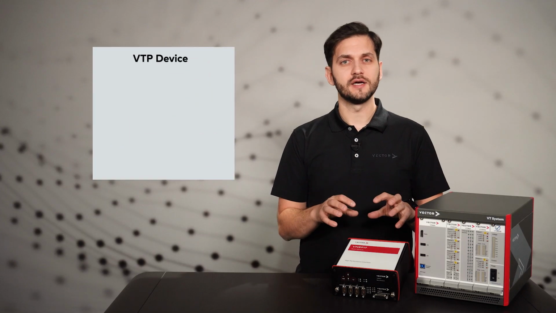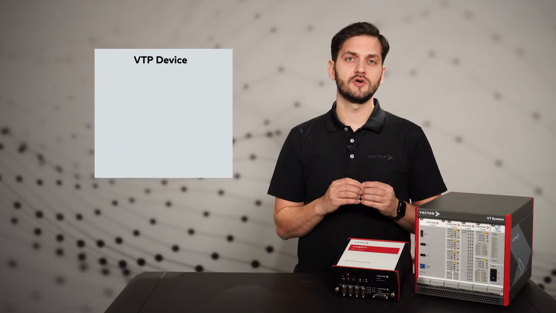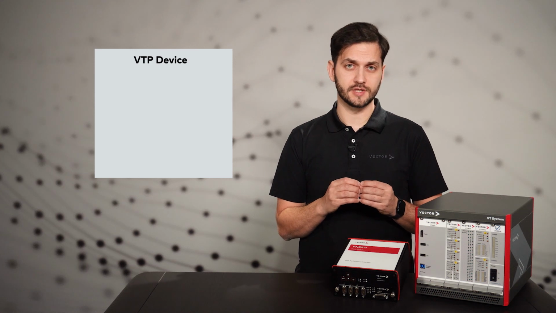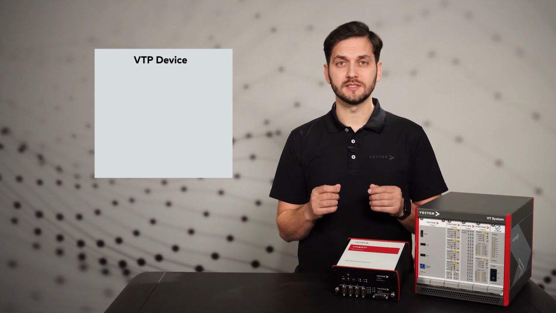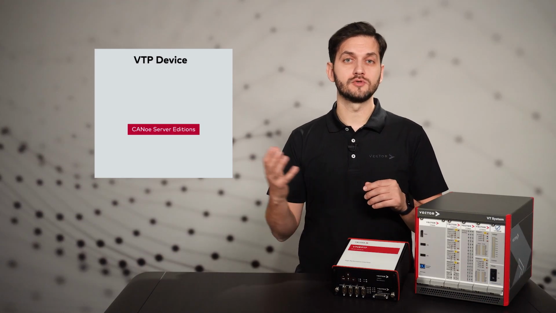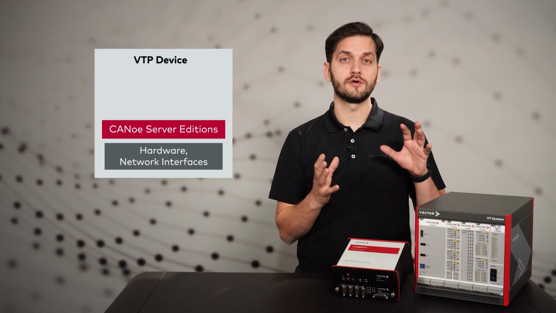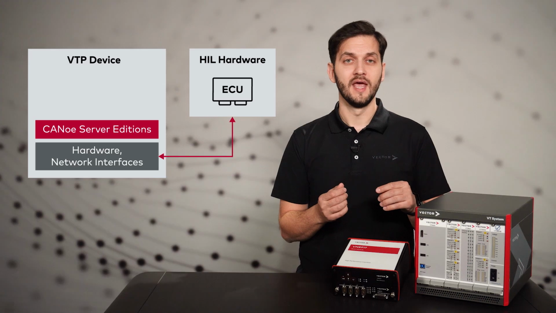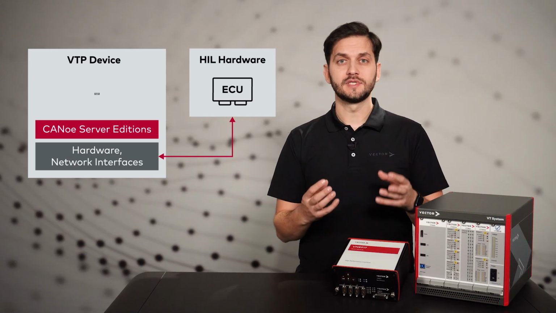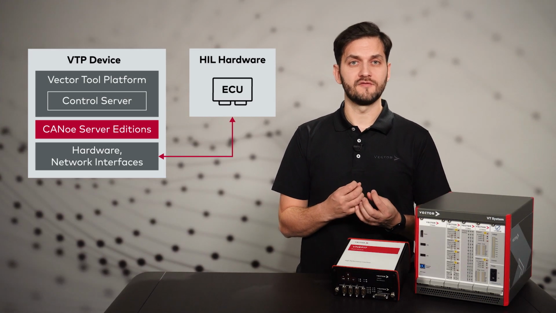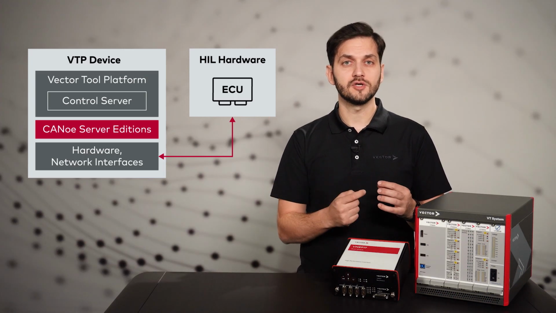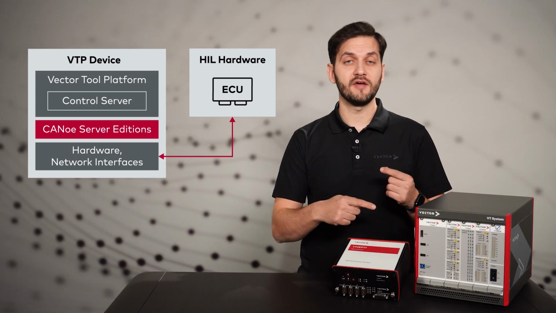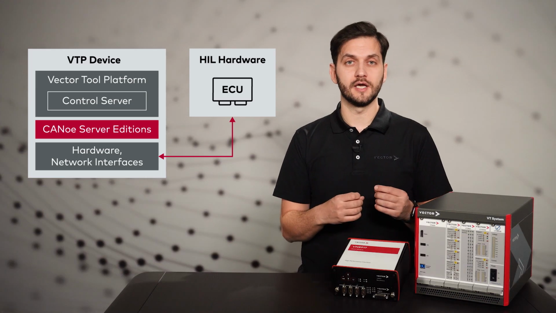The VTP device only contains the software necessary for its intended use case. In case of HIL test execution in DevOps pipelines, we would have applications like CANoe Server Edition and hardware drivers to control the necessary HIL hardware. Additionally, there is a vector tool platform control server running on the VTP device. The control server allows remote configuration of the device settings and updating drivers and installing applications.